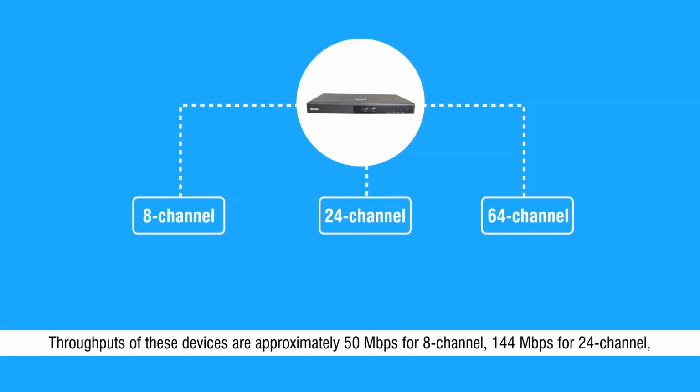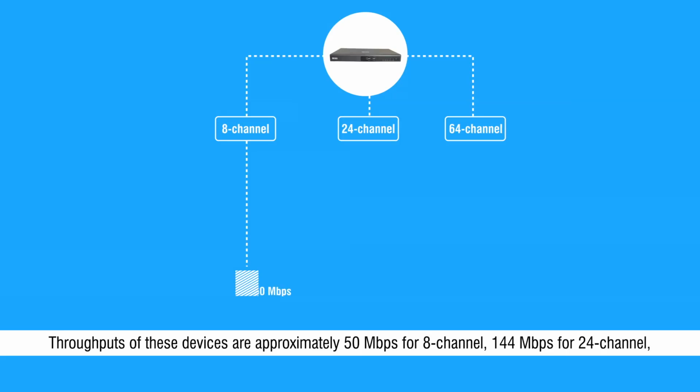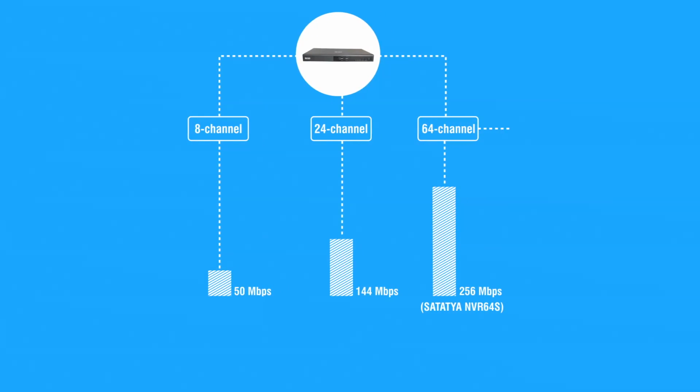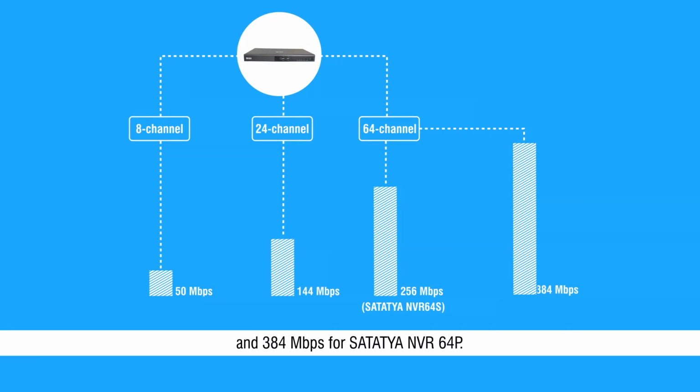Throughputs of these devices are approximately 50 Mbps for 8 channel, 144 Mbps for 24 channel, 256 Mbps for SATATYA NVR64S, and 384 Mbps for SATATYA NVR64P.